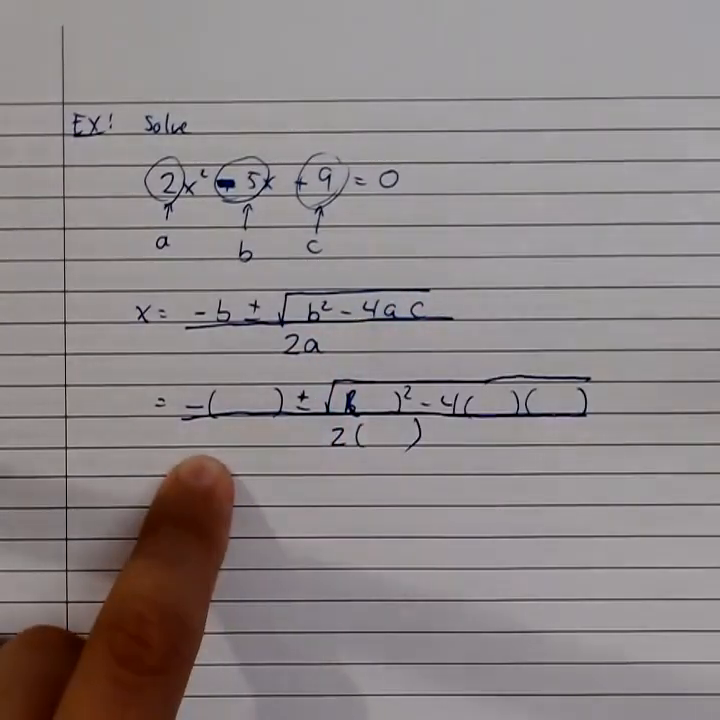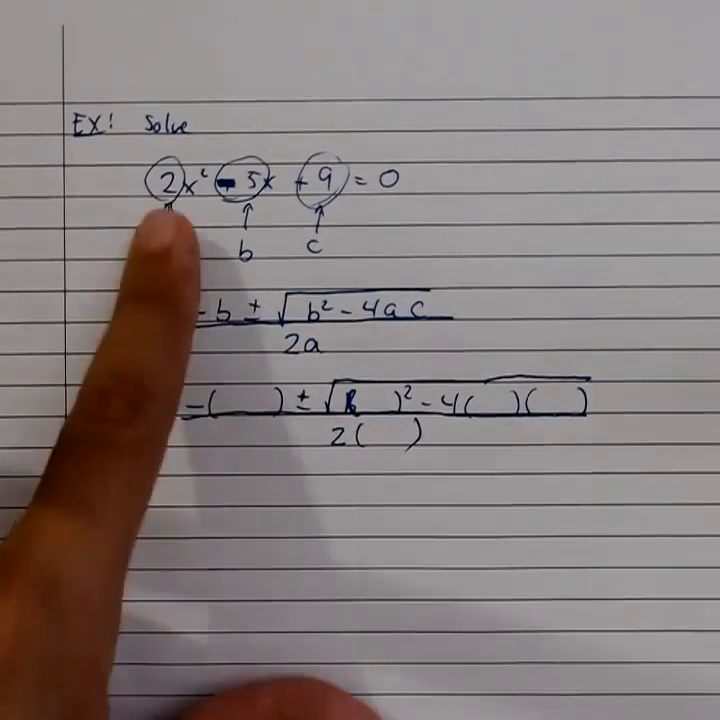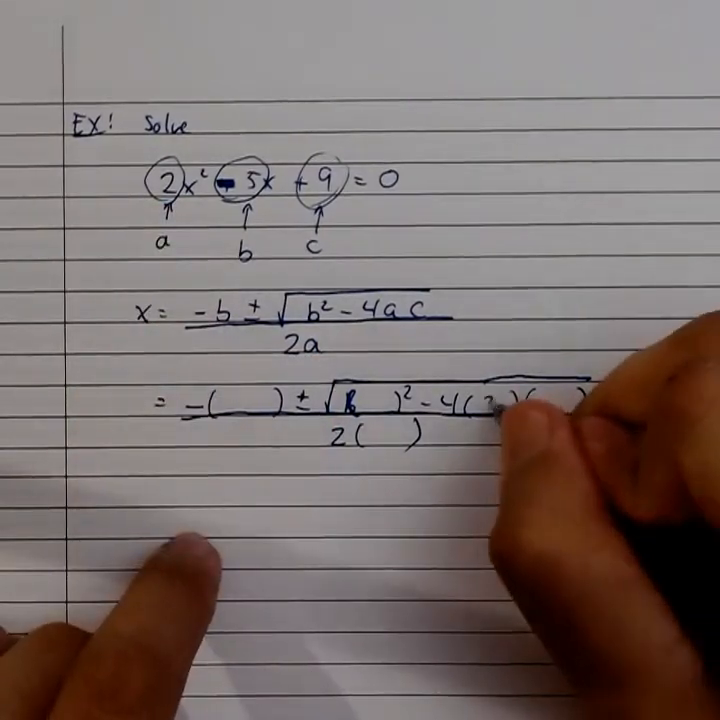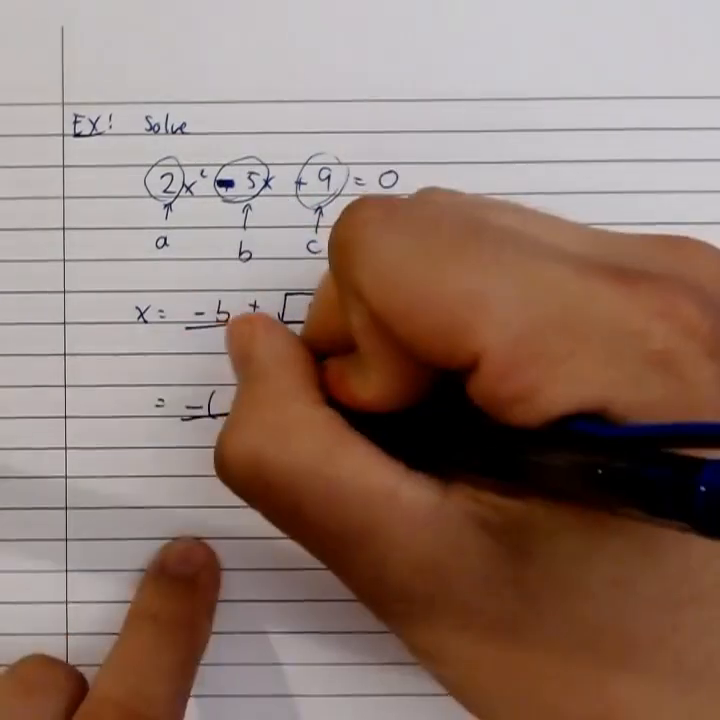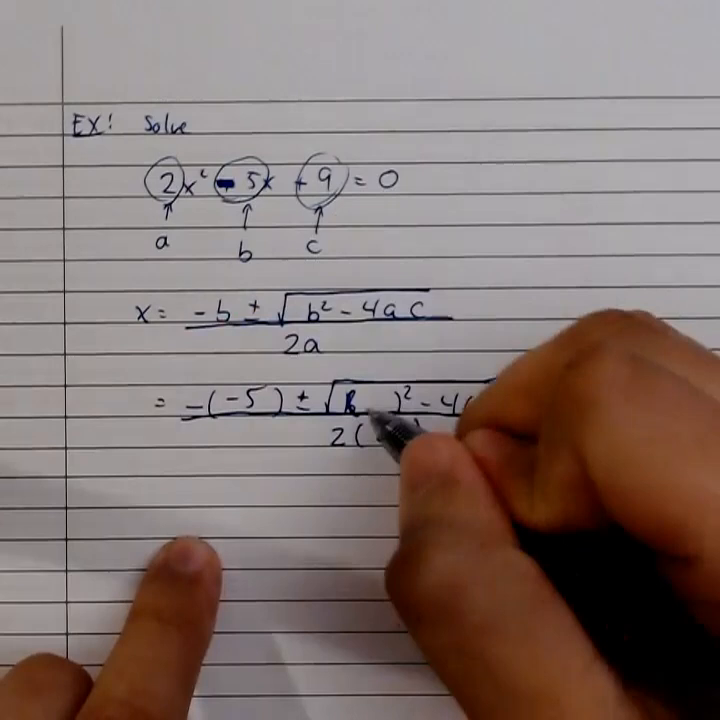Just like that. All right, so now anywhere I see an A, I'm plugging in the number 2. Okay, so that's a 2 there and there. Anywhere I see a B, I'm plugging in negative 5. So there's a negative 5 there and there.